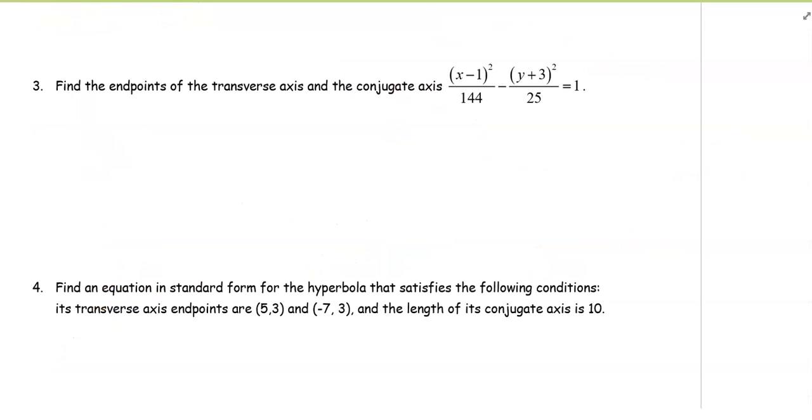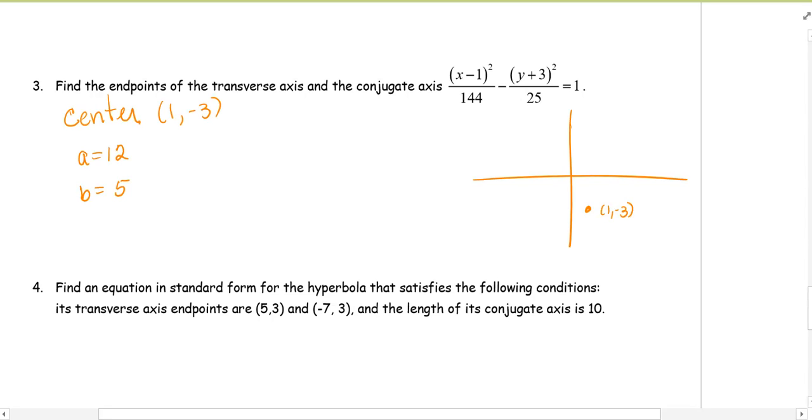Find the endpoints of the transverse axes and the conjugate axes. I'd like you to pause the video now, find the center, find A, and find B. Okay, you can see I found the information I asked you to find. I can tell that my x-coordinate, or my term with x in it, is positive. I'm moving horizontally. So the endpoints of my transverse axes, I need to move 12 units this way and 12 units that way. So I've got to think about that.